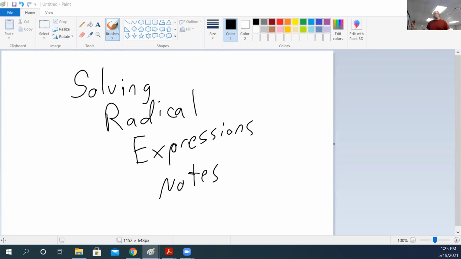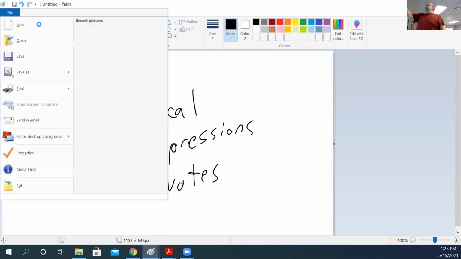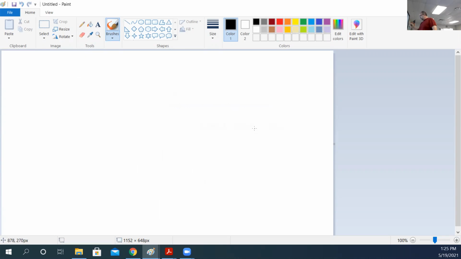We're doing solving radical expressions notes. So all those little radical expressions we've been playing with the last few weeks, we're going to start solving them. So for example, if you start with square root of x equals 9, how do I solve this thing?